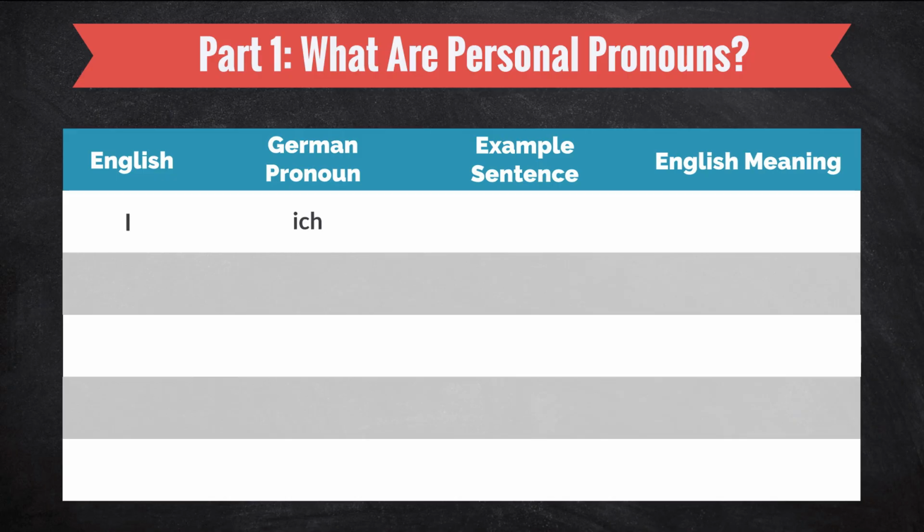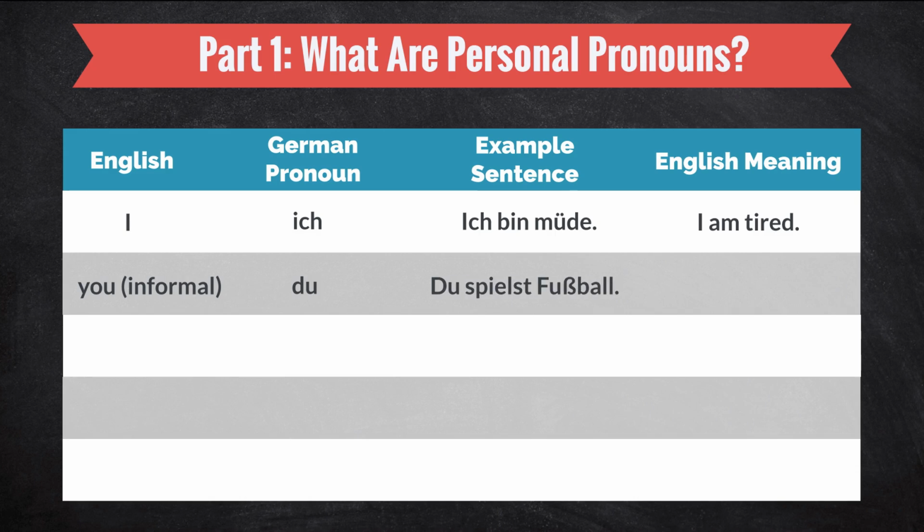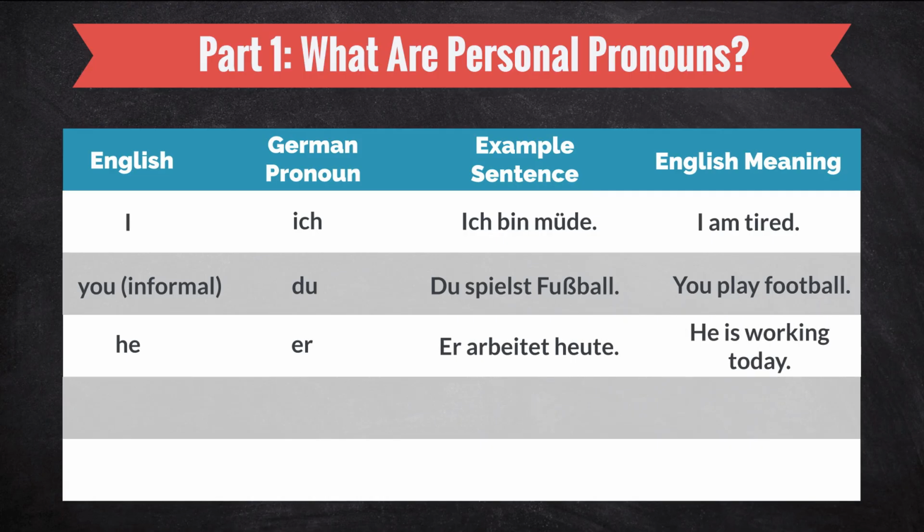Ich means I. You use it when you're talking about yourself. For example, Ich bin müde. I am tired. Du means you, but it's informal and used for talking to one person you know well. Example, Du spielst Fußball. You play football. Er means he, used when talking about a male person. Example, Er arbeitet heute, means he is working today.